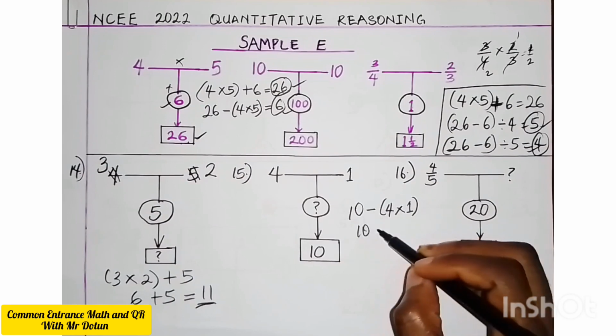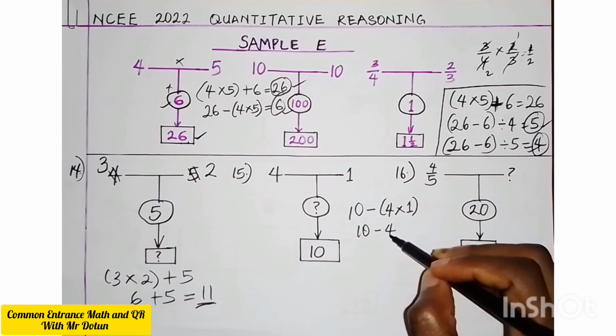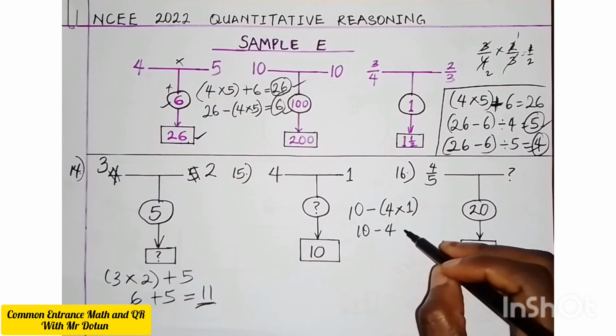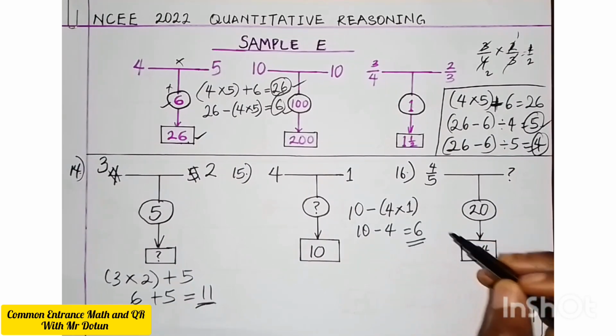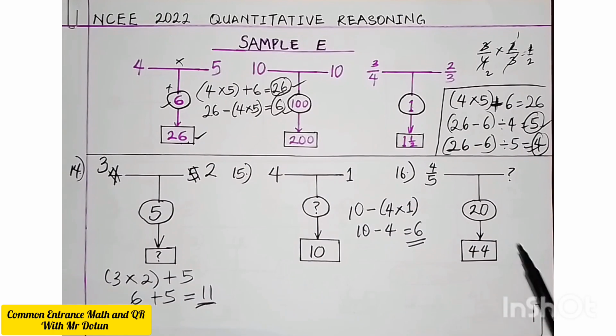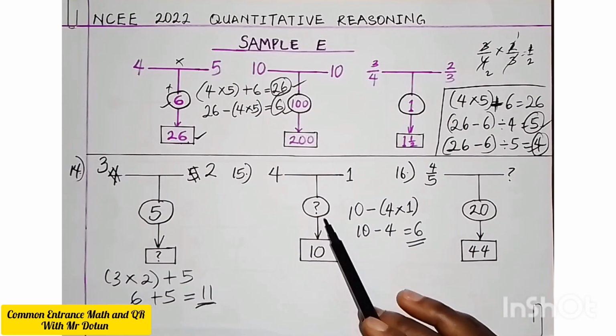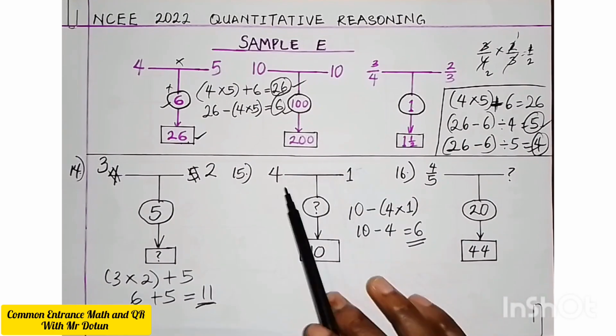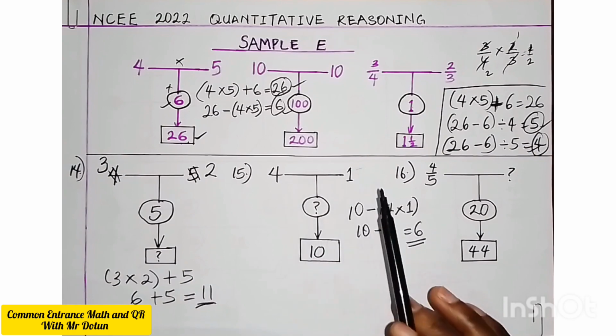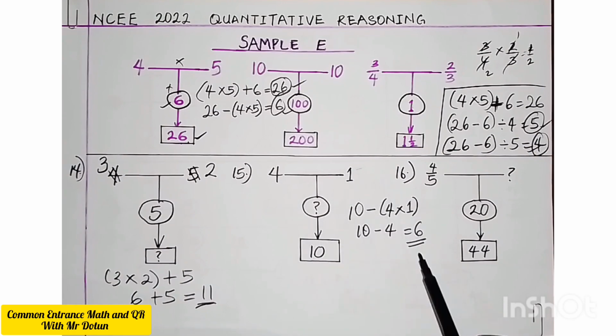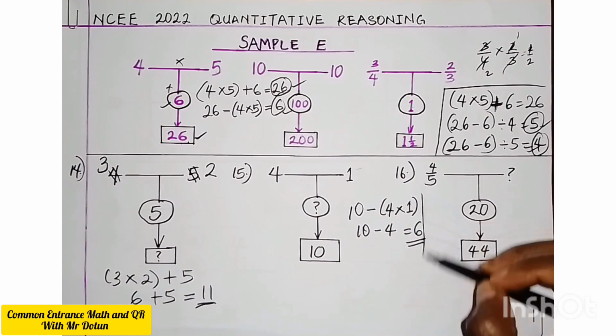That will be 10 minus 4 times 1, which is 4. And 10 minus 4 equals 6. So we did 10 minus the product of this and this. And that's 4 times 1, 4. 10 minus 4, 6. So the answer to number 15 is 6.